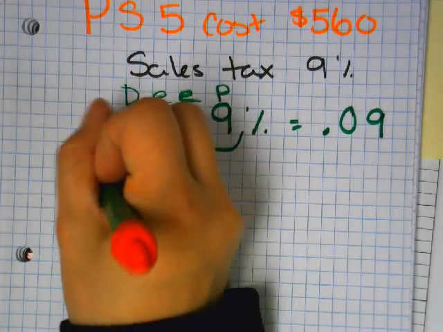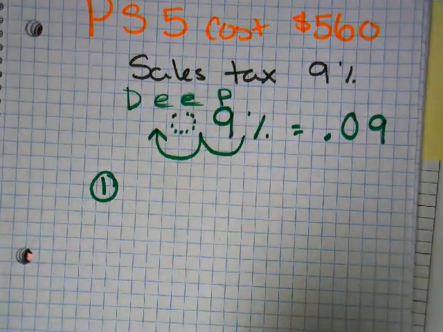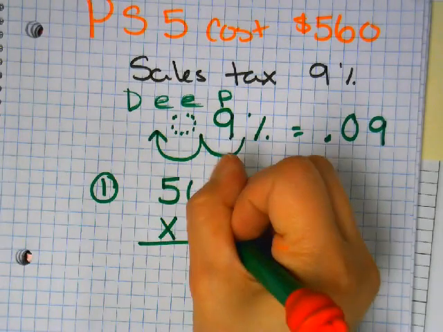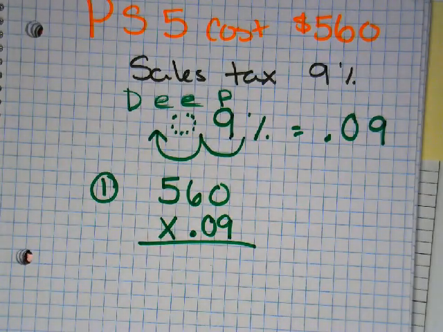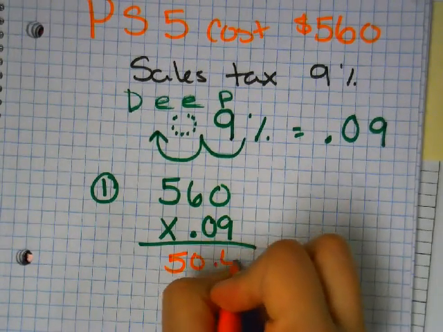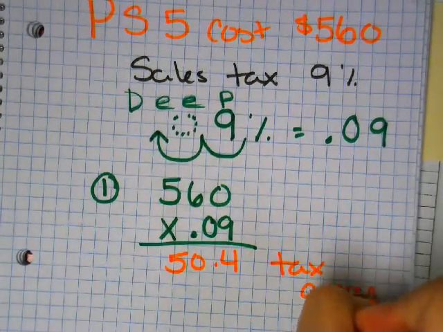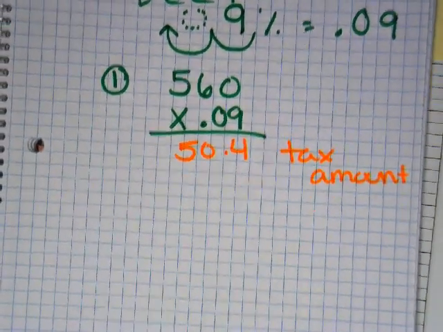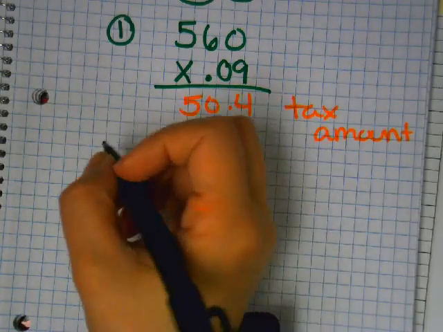All right, step number 1. What am I going to do for step number 1? Multiply. 560 times 0.09. All right, type it out. What do we get? 50.4. This is called your tax amount. How much extra tax am I going to pay? I'm going to pay $50 in taxes. Imagine all the stuff you could buy for $50. No taxes.